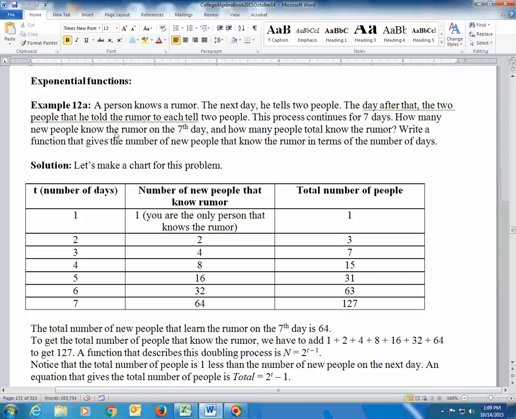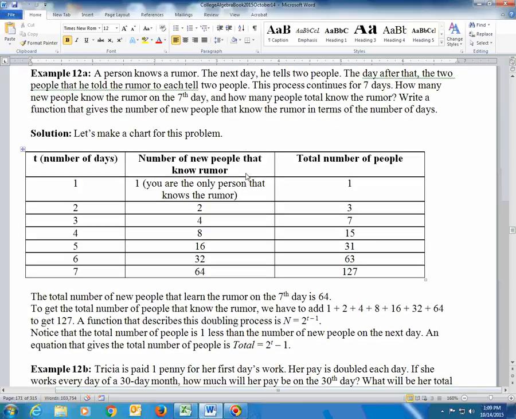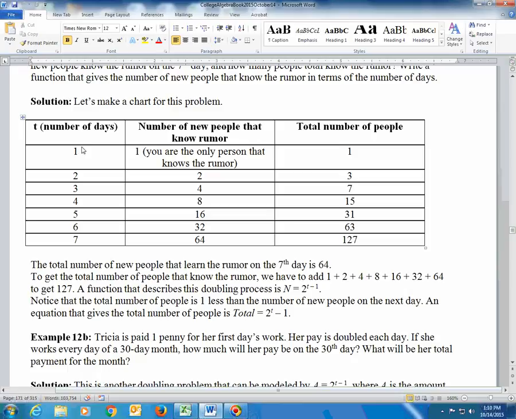the rumor? Write a function that gives the number of new people that know the rumor in terms of the number of days. Okay, so let's take a look at it. On the first day, you're the only one person that knows the rumor, and the total is 1. On day 2, 2 new people know the rumor, and that makes the total 3. The 2 new people plus you. 2 plus 1, 3. The next day, that doubles to 4, and if you add the 4 onto the 3, you get 7.